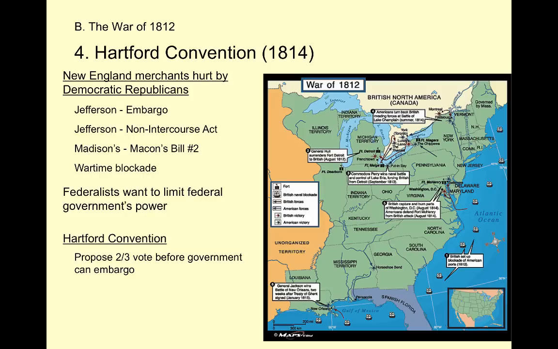And so here we see an example of the Federalist Party trying to limit the power of the federal government. Now these Federalists come up with their lists, and they send representatives from Connecticut down to Washington, D.C. in late 1814, early 1815. And they go to Congress and list their demands. They say, we want a weaker federal government, we believe in strict construction, and we also want to change the Constitution to require a two-thirds vote before we can have an embargo.